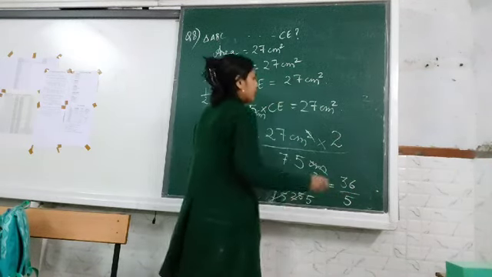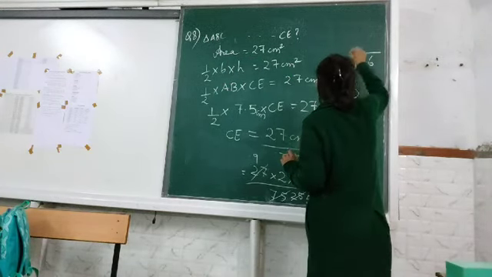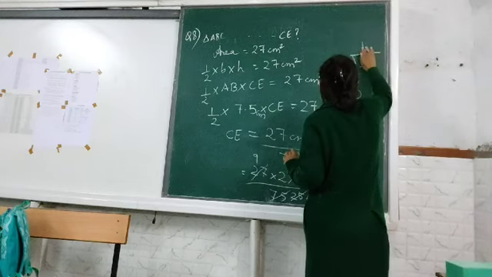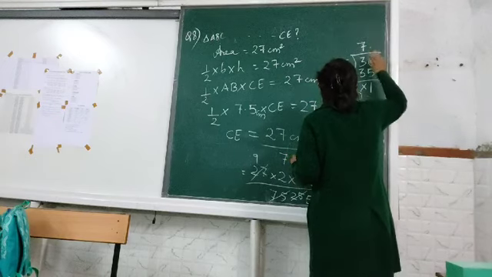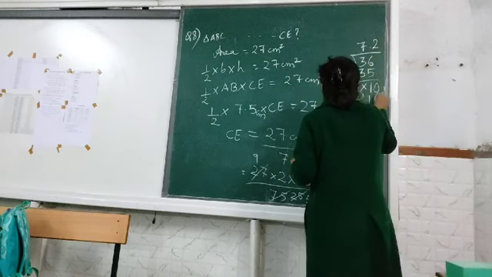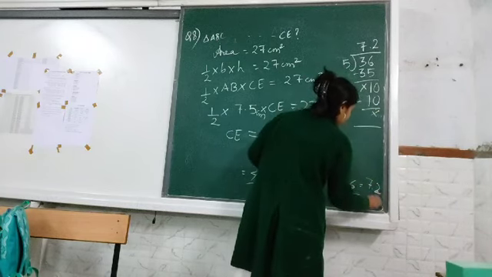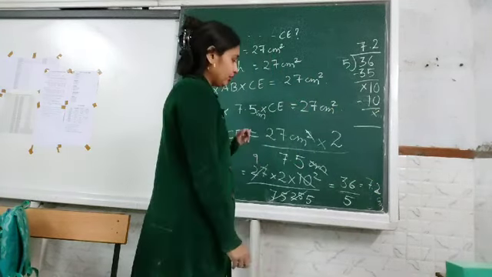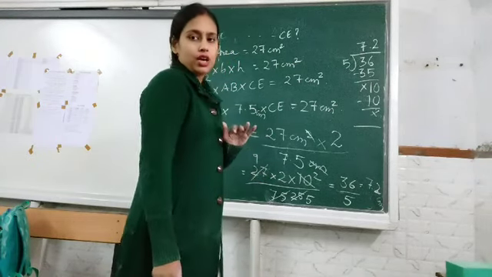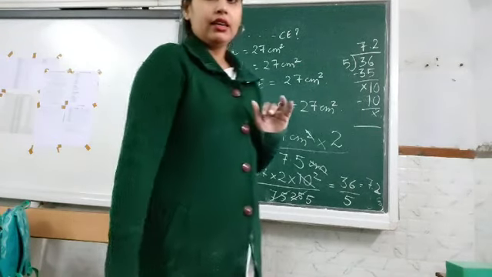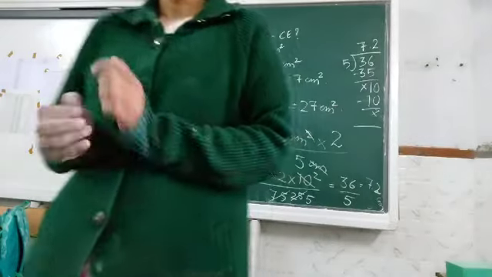If you want, you can further divide and bring the answer in decimal. 5 7s are 35, 2 fives are 10. So the answer is 7.2 centimeters. Either you write 36 by 5 as your answer or you write 7.2 as your answer. Both the answers will be correct. Okay, so this completes the exercise. Children, tomorrow we will start with a new topic.